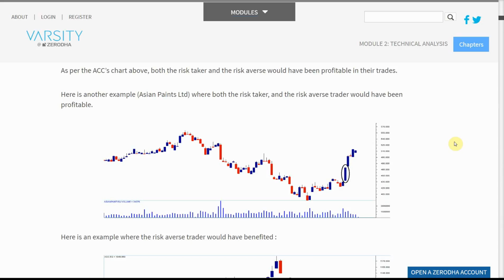Here is another example, Asian Paints Limited, where both the risk taker and the risk-averse trader would have been profitable. Here is an example where the risk-averse trader would have benefited.